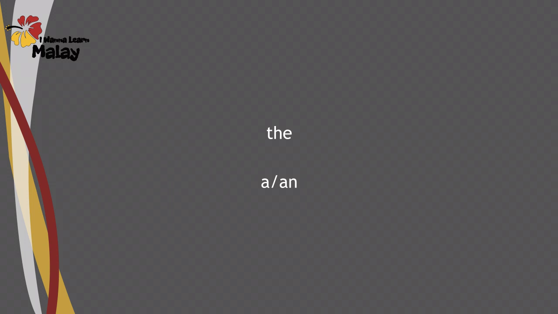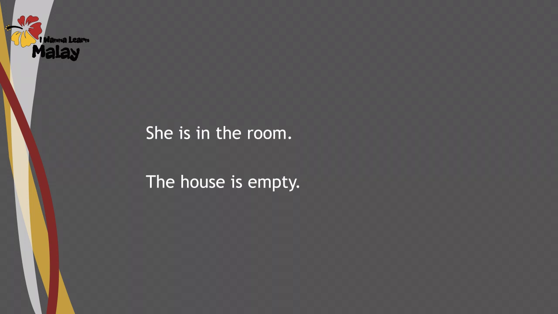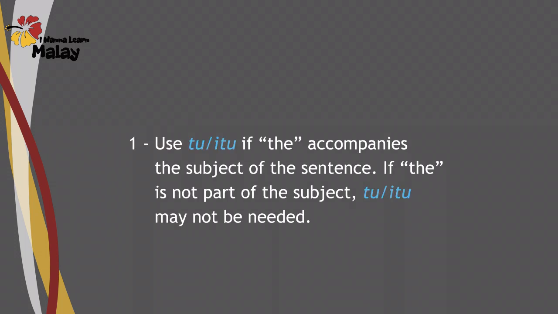Let's look at these two sentences. She is in the room. The house is empty. So how would you say this in Malay? A simple guideline is, if the is in the subject, then we use the word tu, which means that. If it's not in the subject, we don't need to add anything to the noun.